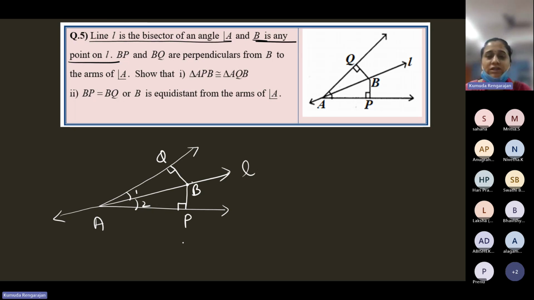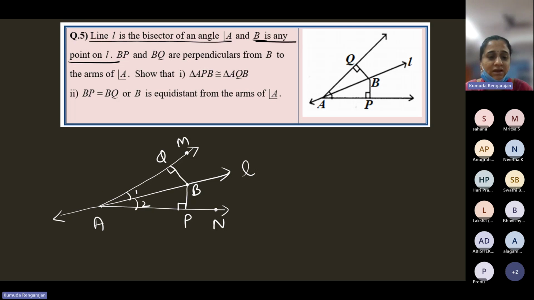Now, supposing the figure is not given and you have to draw it by yourself, then it will be very specific. They would have named the arms, like they would have given points here, like say M and N. So BP is a perpendicular on the arm AN and BQ is a perpendicular on the arm AM. If the figure is not given, and you have to draw the figure, then the arms will be named because you don't know on which arm BP and BQ are landing. So then the arms will be named like this.